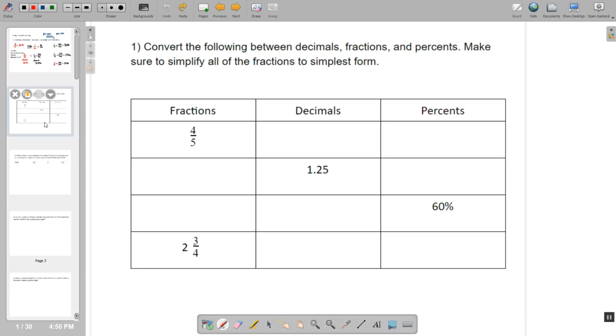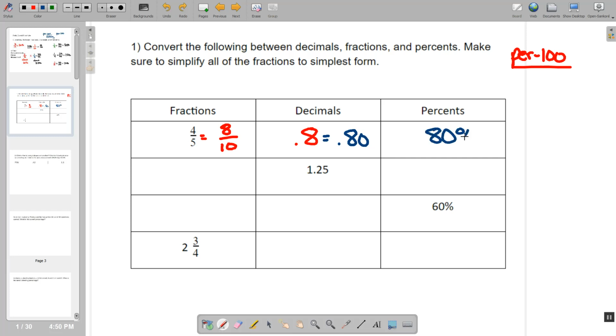So let's get to a few problems. For these, we want you to convert between fractions, decimals, and percents. As a reminder, fraction to percent is per 100. It's very important. So when I see a fraction like 4/5, I need to convert it to tenths or hundredths to make the decimal. If I multiply the numerator and denominator by 2, I get 8/10. 8/10 is the same as 80 hundredths, which would be 80%.